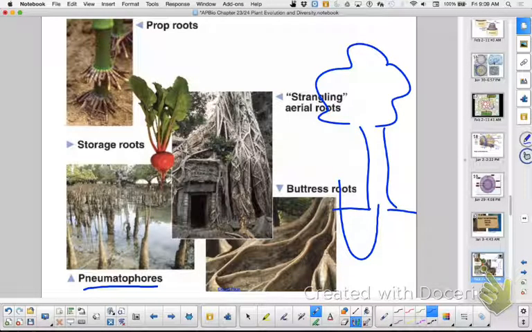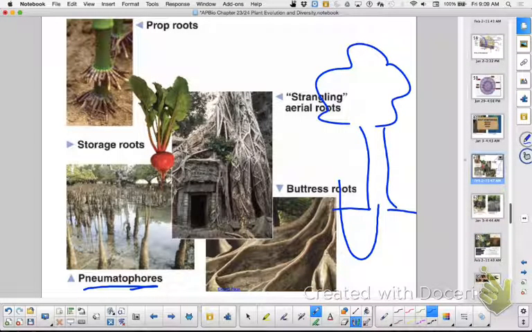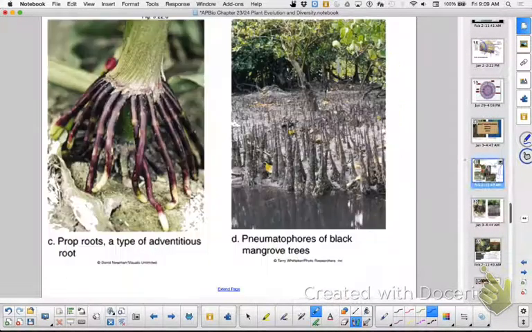In order to acquire what do you think those roots need? Not sunlight, they need what? Oxygen. For what process? Cellular respiration. Okay, so sometimes you will see adaptations like that as well. All right, moving on. Here are some prop roots. These are all roots coming up. They've gone down and back up in order to get oxygen.